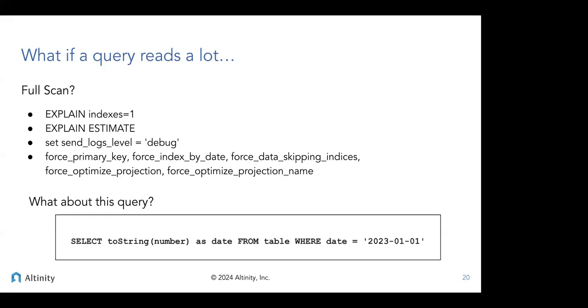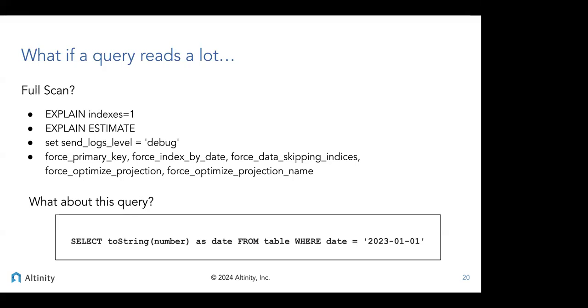How can you see what is happening? You can use a few variants of the explain statement, explain indexes and explain estimate. We'll show them in the next slides; they help you see what subset of data it plans to read. The same data is printed in the logs. If you like to read logs, you can set send logs level to debug or trace, and one of the lines will show how many rows it plans to read.